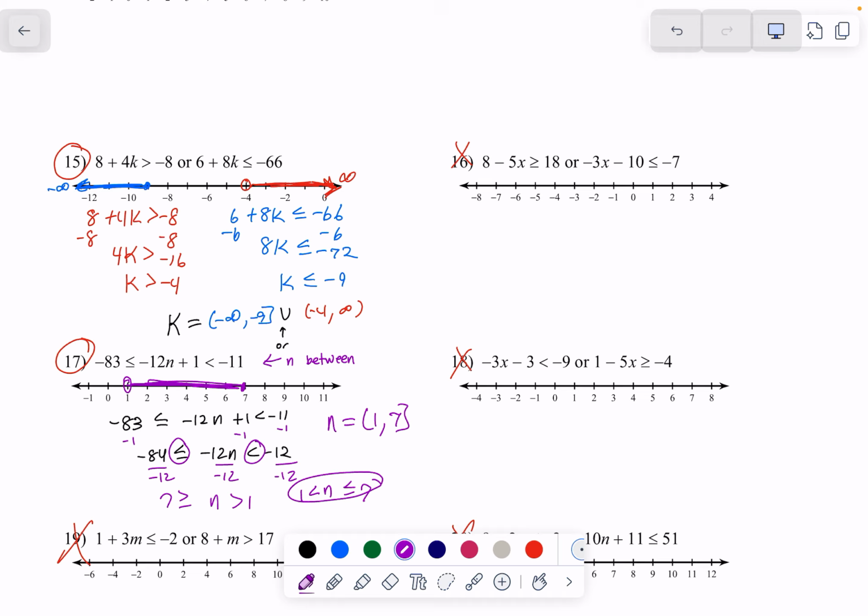Tomorrow we'll review for the quiz. We do have a quiz over this stuff and all the stuff we've done this week. So simplification, equations, and interval notation. The quiz will be on Friday.